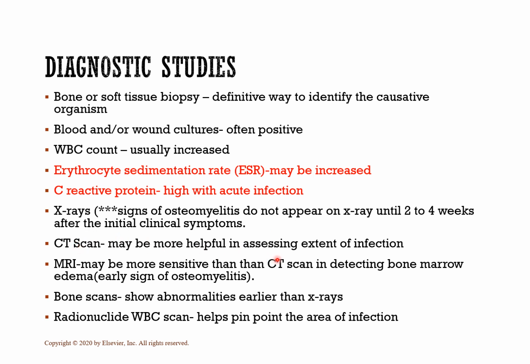So the other things that they're going to be doing are doing a CT scan, which is helpful in assessing the extent of the infection. But in terms of the early sign of osteomyelitis, they're going to be doing the MRI, because that may be more sensitive than the CT scan in detecting the bone marrow edema that's happening there. All right, and then the bone scans show abnormalities earlier than x-rays as well. And then the radionuclide WBC scan, they help pinpoint the area of infection.